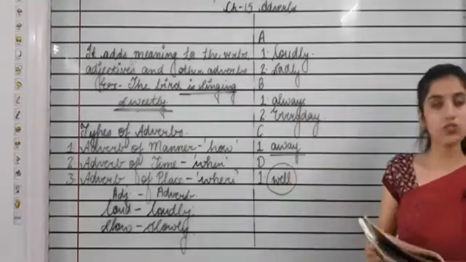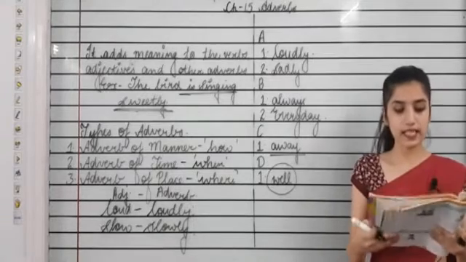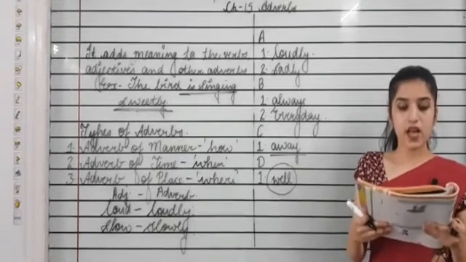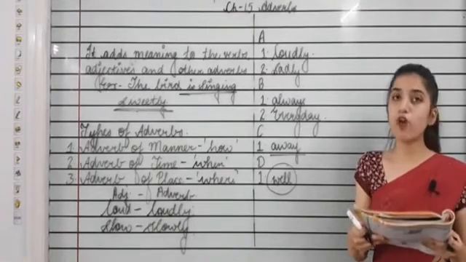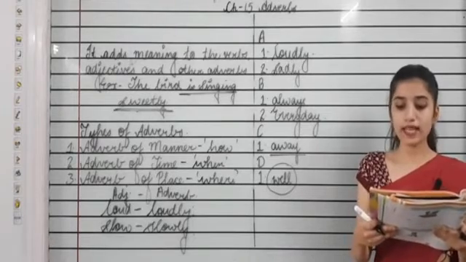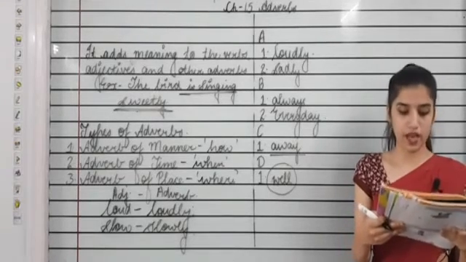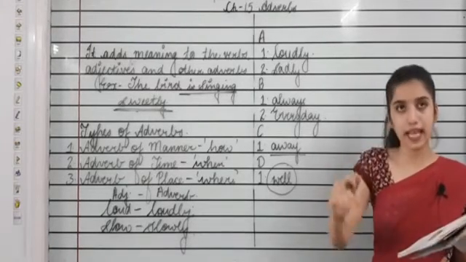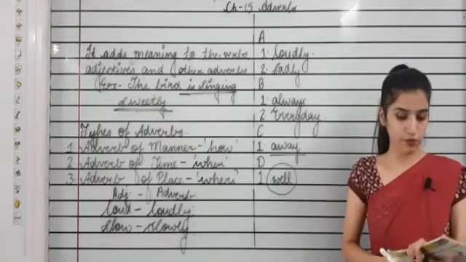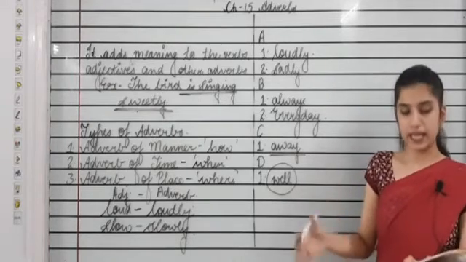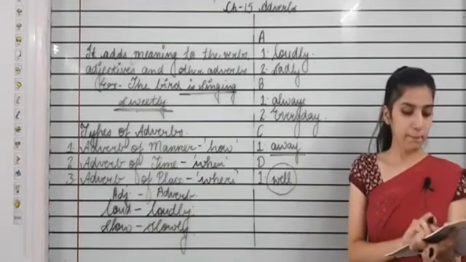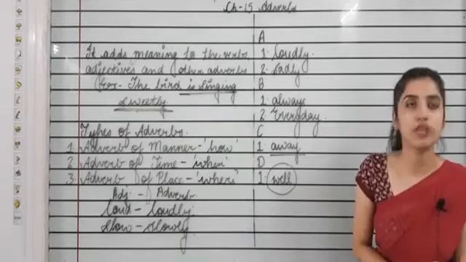Now moving to the last exercise, that is E exercise. Underline the adverbs in the following sentences. Write which kind of adverbs they are. First you have to underline the adverbs and then you have to tell which kind of adverb it is. So he picked up the little boy gently.